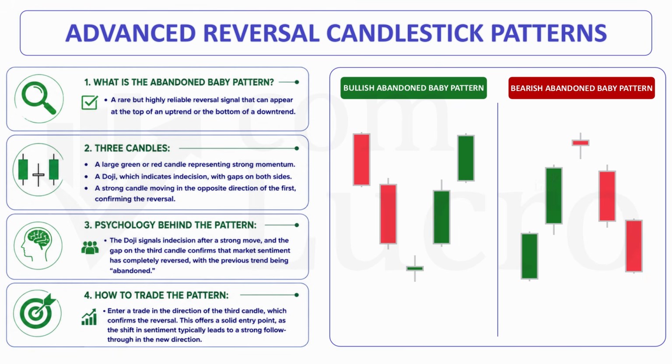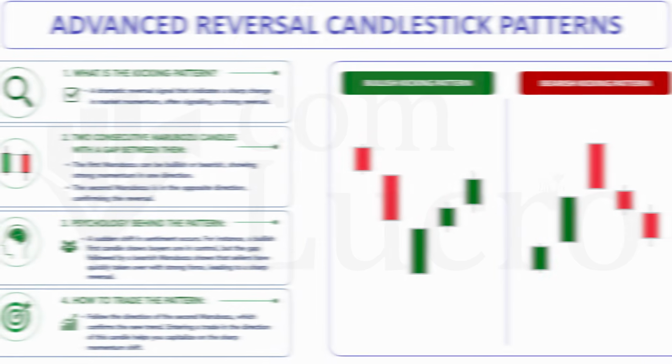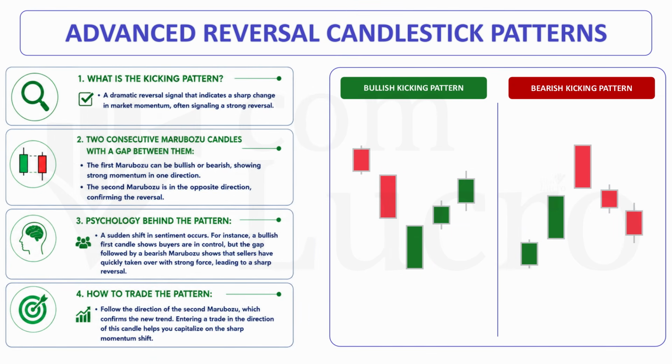This confirmation of the reversal provides a solid entry point, as the shift in sentiment is often followed by a strong move in the new direction. Now let's look at the kicking pattern, which is a dramatic reversal signal that often indicates a sharp change in market momentum. Structurally, the kicking pattern consists of two consecutive Marubozu candles with a gap between them. A Marubozu is a candle with no wicks, meaning that the price opened at one end and closed at the other, showing strong and decisive momentum.